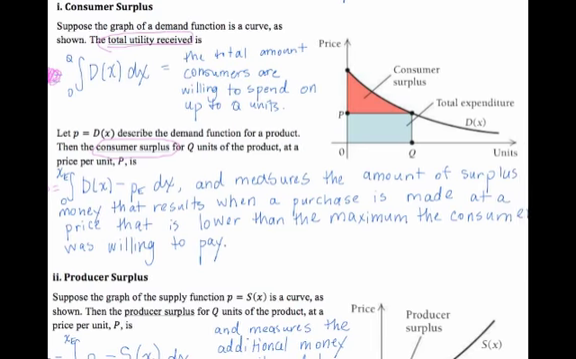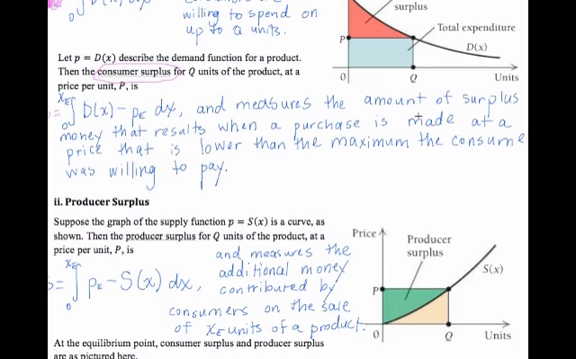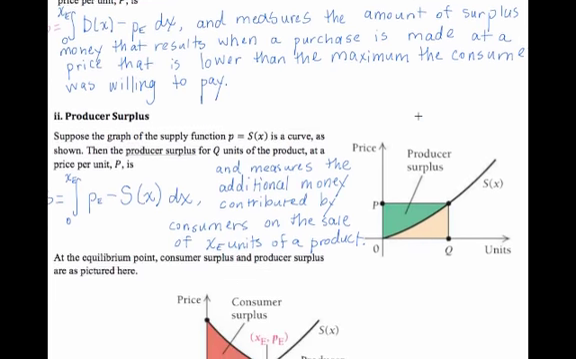So what it measures is the amount of surplus money that results when a purchase is made at a price that is lower than the maximum the consumer was willing to pay. So maybe at the equilibrium point, consumers got a little bit extra for what they paid. They would have paid more, or some of them would have paid more, for those items being sold.